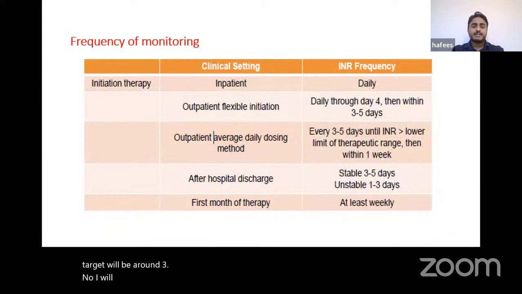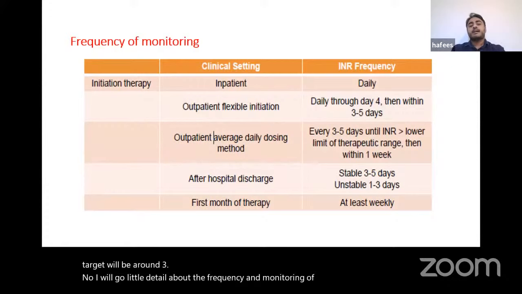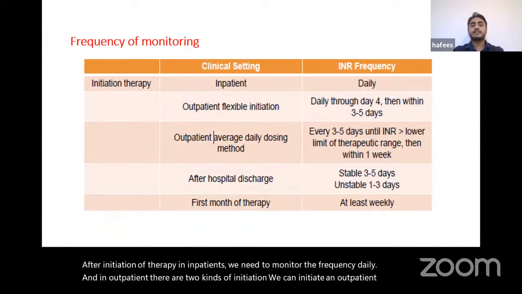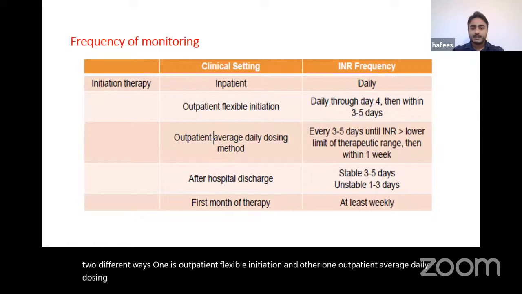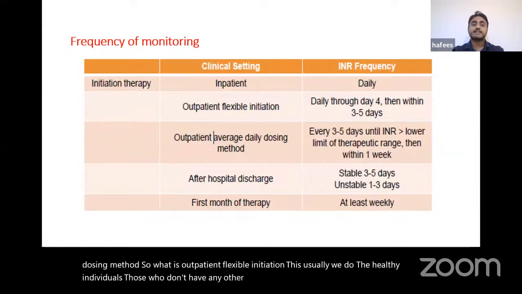Now I will go into a little detail about the frequency and monitoring of warfarin therapy. After initiation of therapy, in inpatients, we need to monitor daily. In outpatients, there are two kinds of initiation. We can initiate in outpatients in two different ways: one is outpatient flexible initiation, and the other is the outpatient average daily dosing method. So what is outpatient flexible initiation? We usually do this in healthy individuals, those who don't have any other risk or those who are not very sensitive to warfarin.